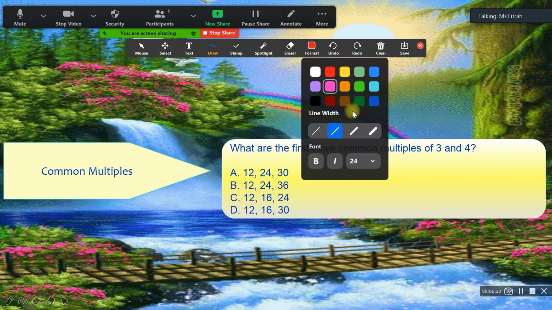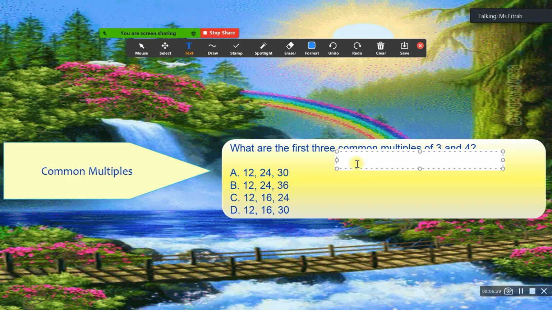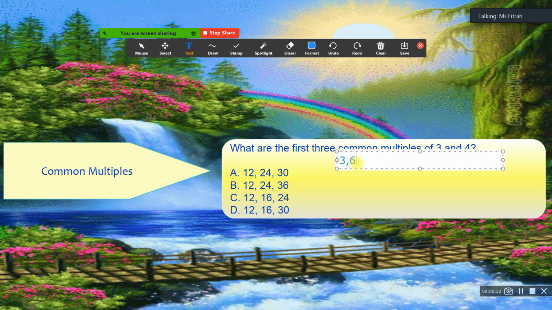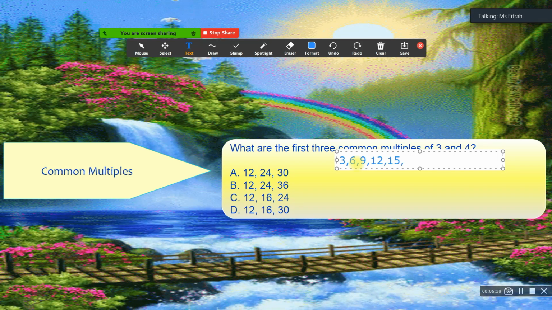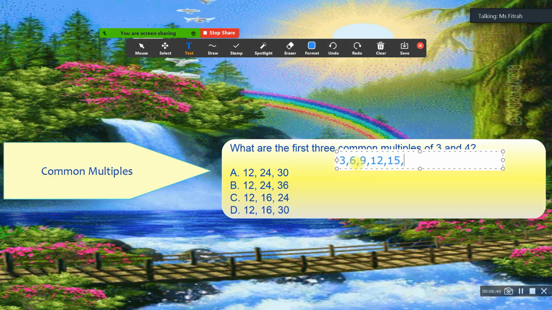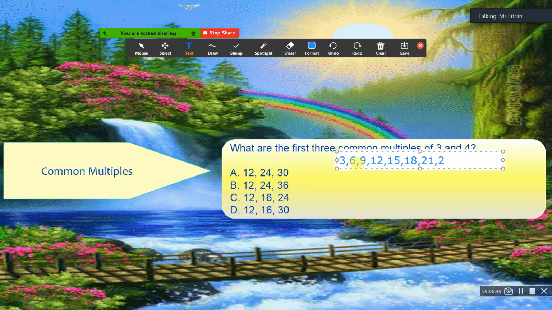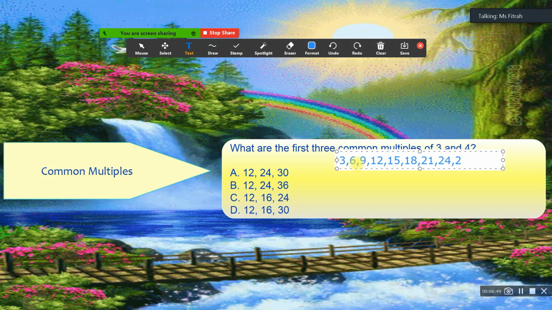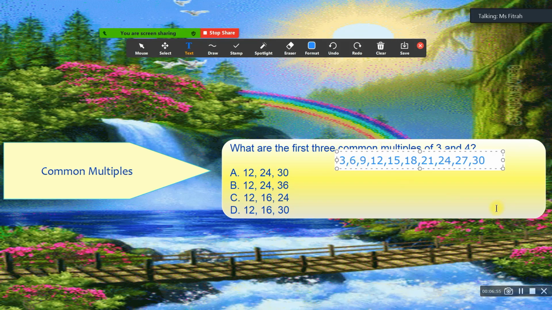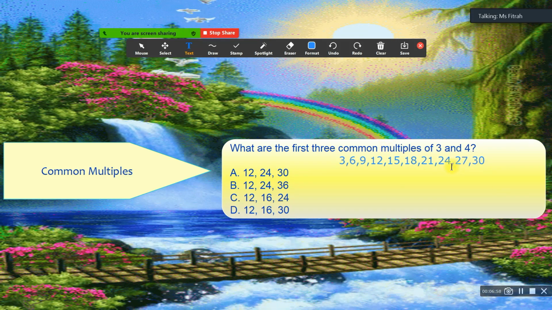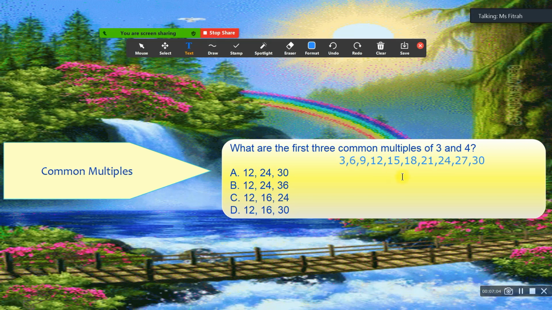The multiples of 3 are 3, and then 6, and then 9, and then 12, and then 15, and then 18, and then 21, and then 24, and then 27, and then 30. Yep. This is the multiples of 3. 3 times 1 becomes 3, 3 times 2 becomes 6, and so on.